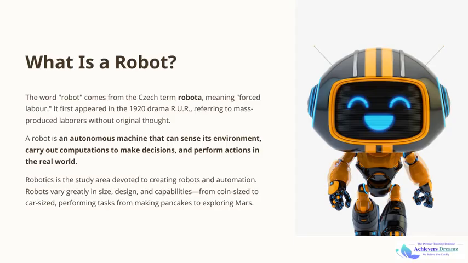So, what exactly is a robot? Well, the word robot actually comes from the Czech word robota, which means forced labor. It first appeared in the 1920 play RUR, where it was used to describe mass-produced workers that didn't have their own thoughts or creativity. A robot today is an autonomous machine, meaning it can operate on its own without human control.